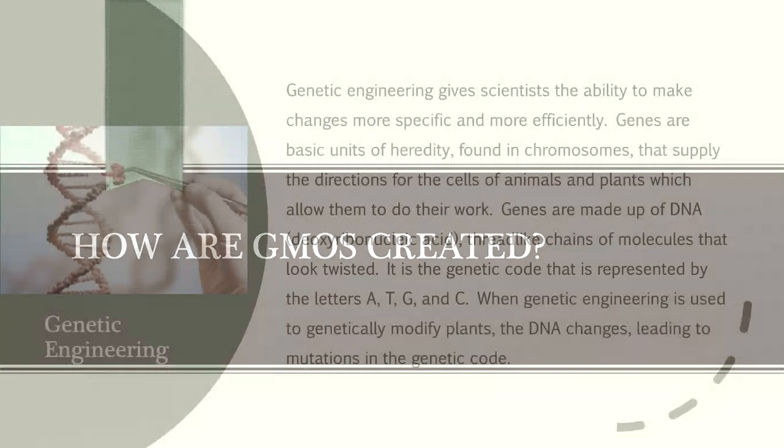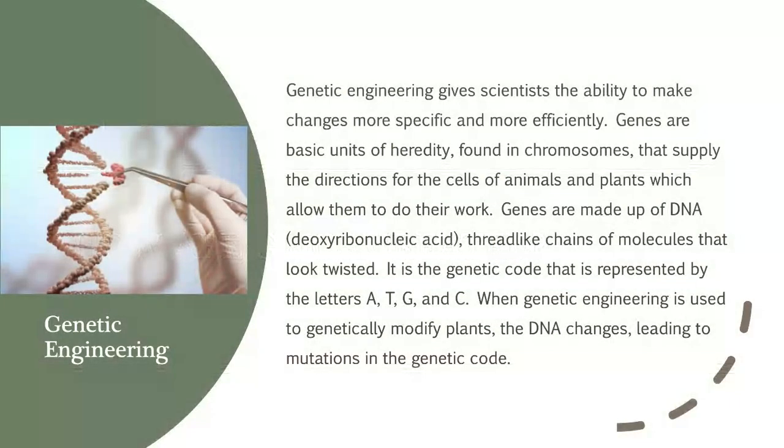How are GMOs created? GMOs are created with genetic engineering. Genetic engineering gives scientists the ability to make changes more specific and more efficiently. Genes are basic units of heredity found in chromosomes that supply the directions for the cells of animals and plants, which allow them to do their work.